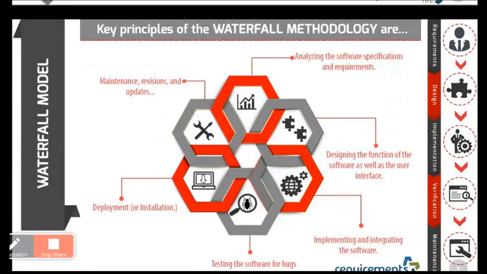So the key things to do in a waterfall model are analyzing the software requirements, design, implementation, testing, deployment, and then maintenance. This is the same structure presented in a slightly different layout, but these are essentially the key pieces in a waterfall methodology.